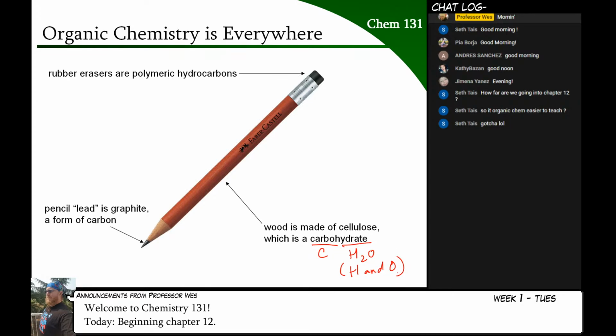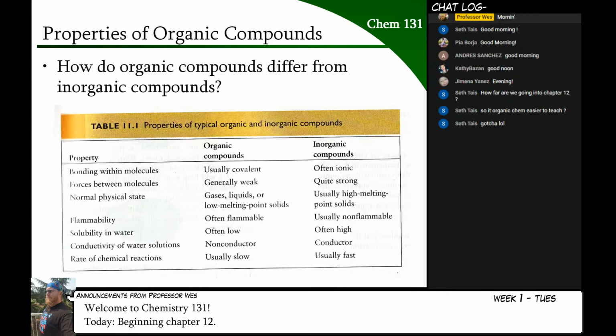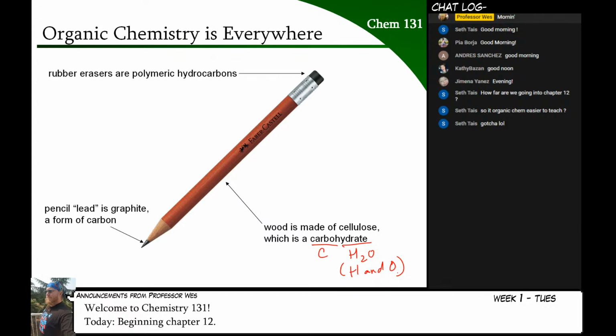What about this eraser up here? An eraser is a polymer. Polymers are hydrocarbons that are strung together in a virtually endless chain of molecules, all connected together to make one big molecule. And that's it for the pencil. The metal is the inorganic part.